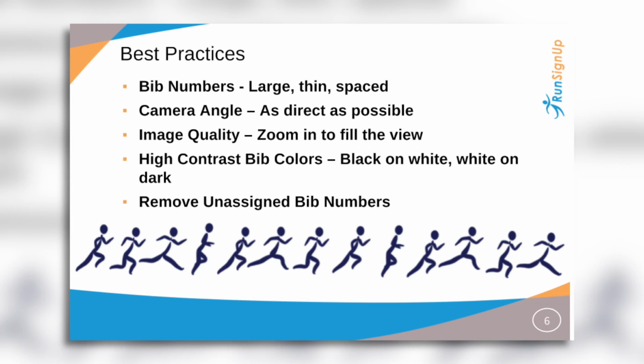Camera angle does play a factor. If you're taking pictures head on and the bib number is right in front of you, that yields a good result. Side photos where it's more than 15, 20, 30 degrees, Google Vision is not going to pick it up very well. And then image quality: if you zoom further into the participants, so the bib number is bigger, it's going to have a higher chance of picking that up, instead of a wide shot that has 50 runners in it. That might not pick it up as much.